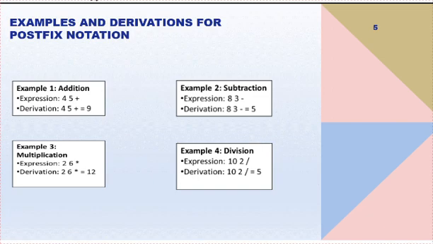4. Division. Expression: 1 0 2 /. Derivation: push 1 onto the stack; push 0 onto the stack; push 2 onto the stack; pop 2 and 0, divide 0 by 2 or 2 by 0, and push the result, infinity or an error, onto the stack. Result: error.